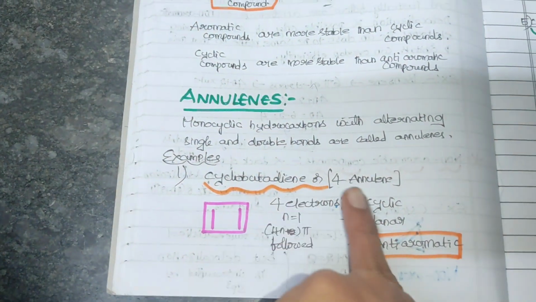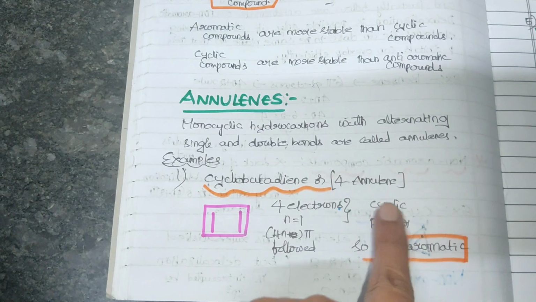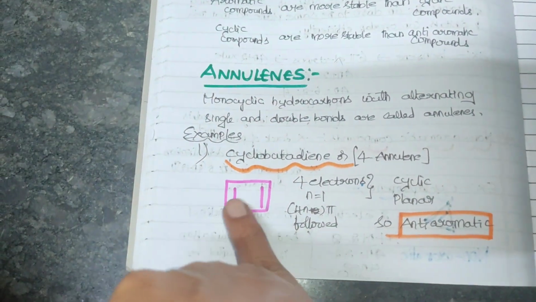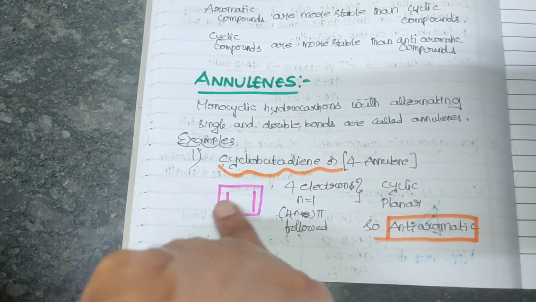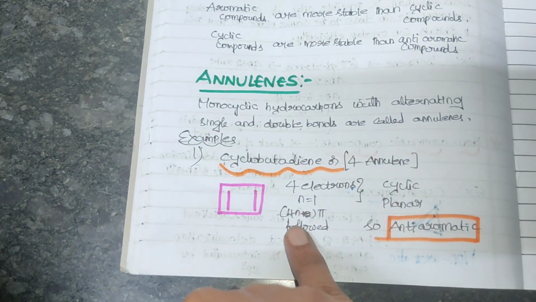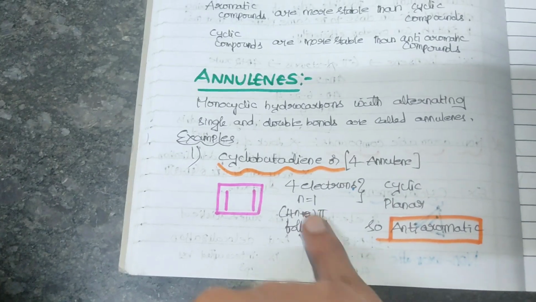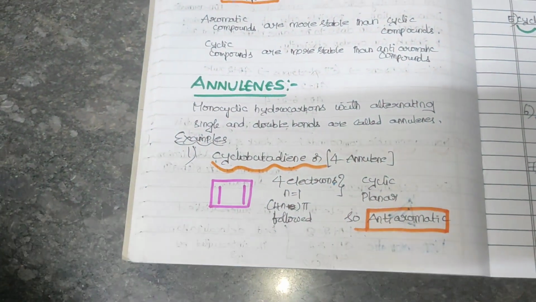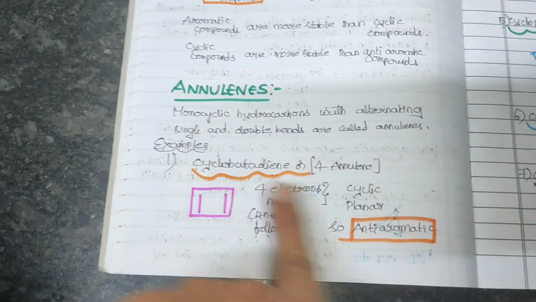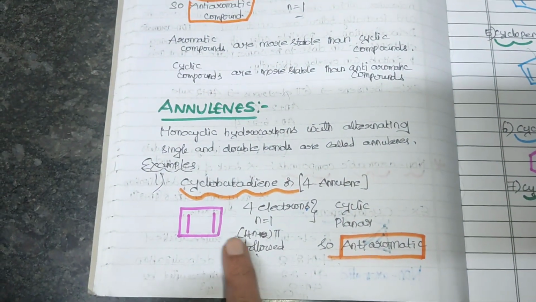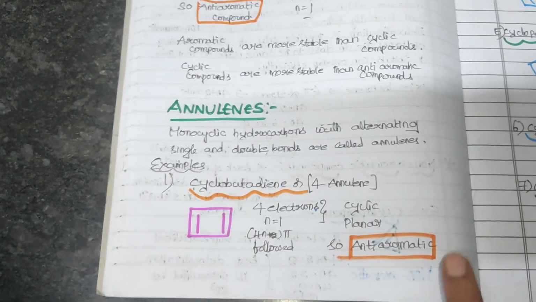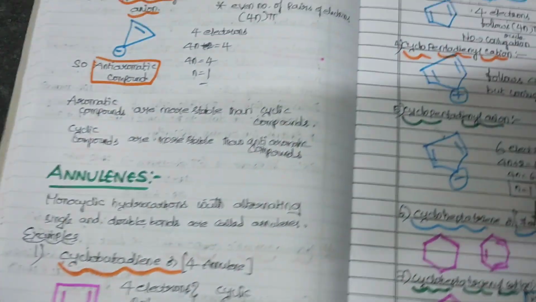For example, if we take [4]annulene, that means cyclobutadiene, 4 electrons are there, 2 pairs of electrons. So it will follow the 4n rule. 4n is equal to 4, n is equal to 1. Because it follows the 4n rule, has an even number of pairs of electrons, and is cyclic and planar, it is an anti-aromatic compound.